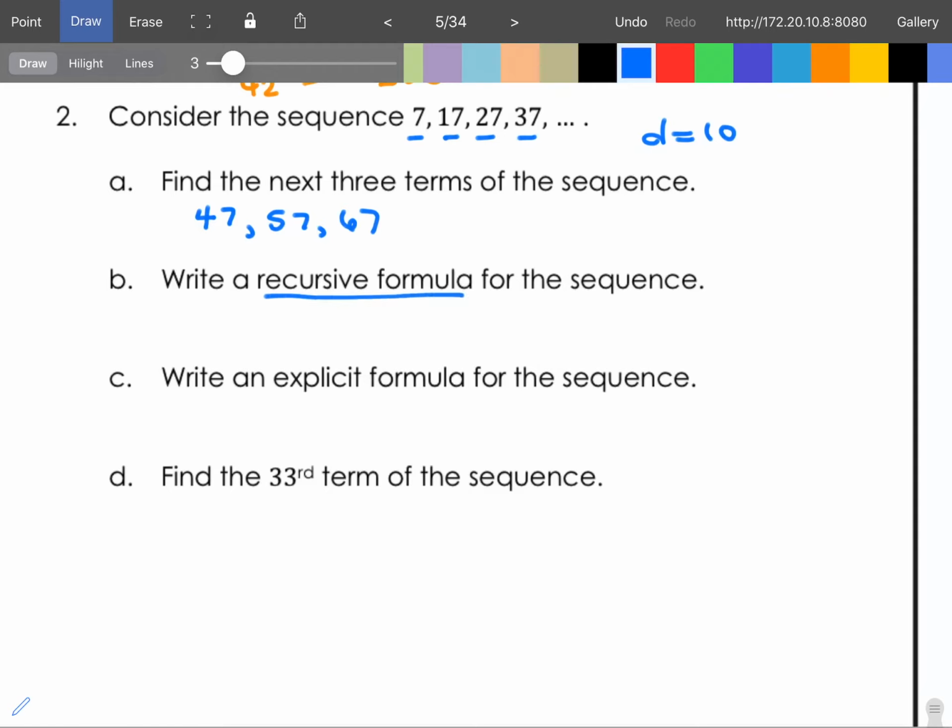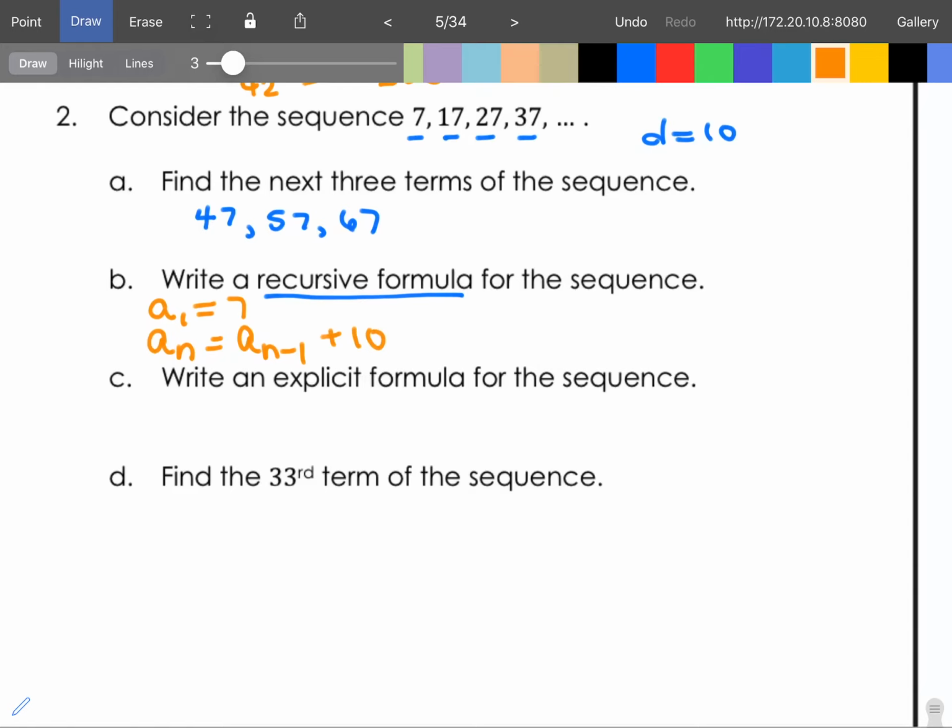Write a recursive formula. Remember, a recursive formula has 2 parts. The first part is a sub 1 and whatever the first term is, which is 7. The next part is a sub n equals, and then we always put a sub n minus 1, which means we have to have the previous number, and then we're adding 10 to get to the next number. So then we put plus 10.